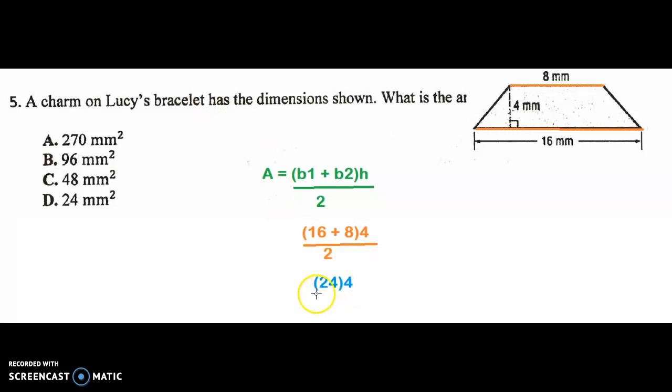So let's do 24 times 4. Well, let me write it anyways. I know 25 times 4 is 100. So 24 times 4 would be 100 minus 4, and that would be 96. That's how I'm going to work it out in my head. And then I have 96 divided by 2, which will give me my answer.